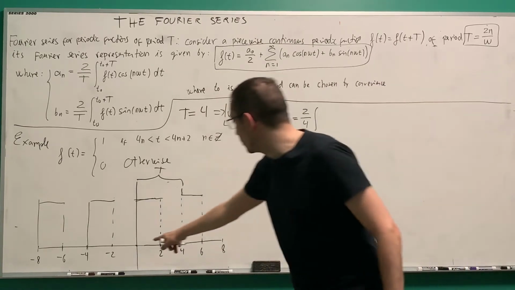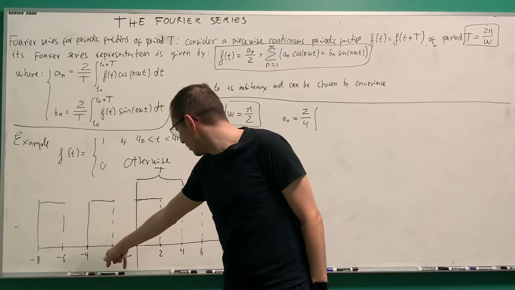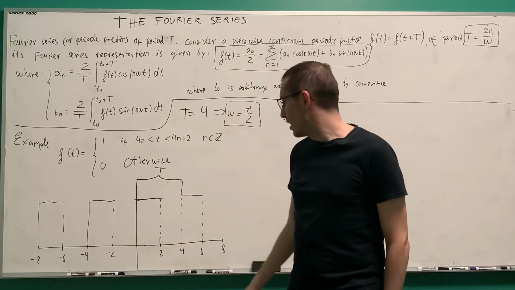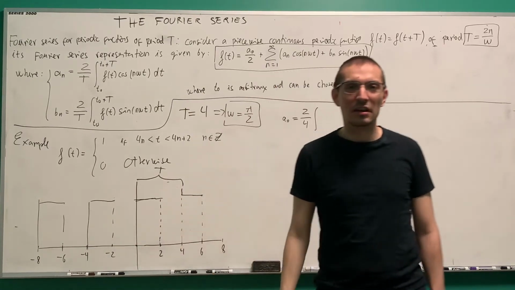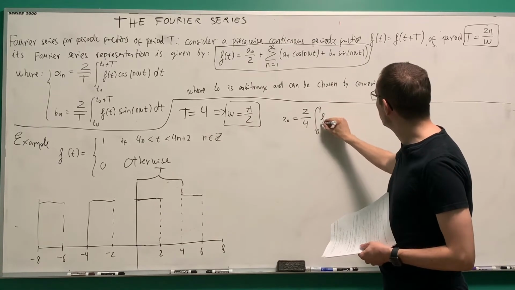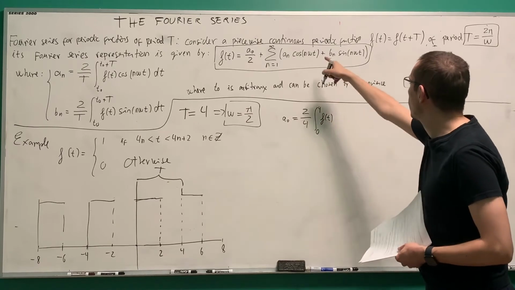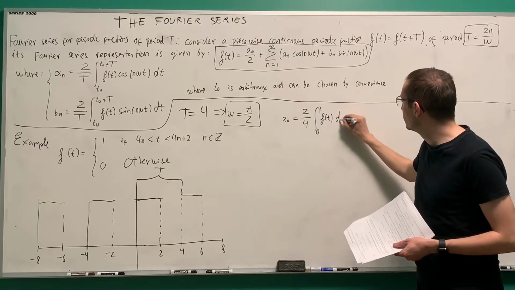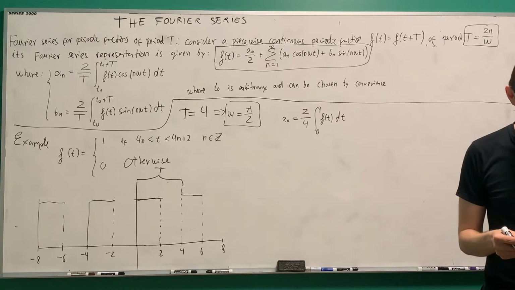Well, let's take from 0 to 4. We could have taken minus 2, and from minus 2 to 2 would have worked. From 0 to 4 also works. So let's take from 0 to 4, for example, of f of t, and then cosine of 0. So it's just the integral of f of t dt from 0 to 4.